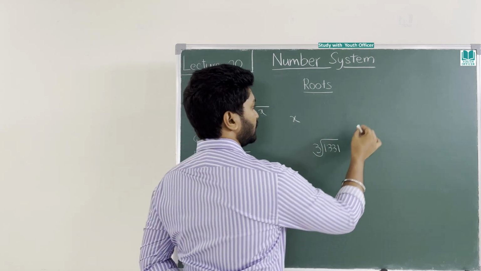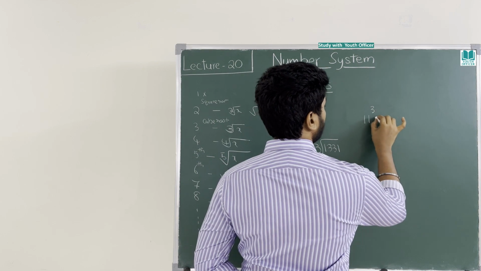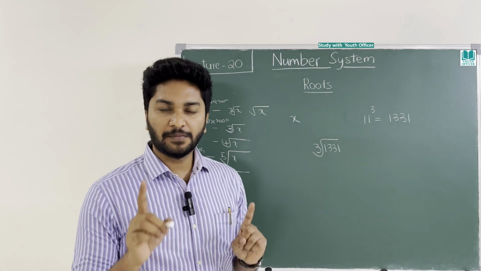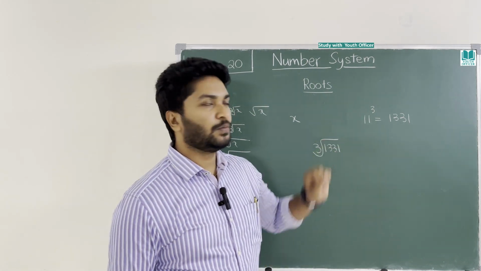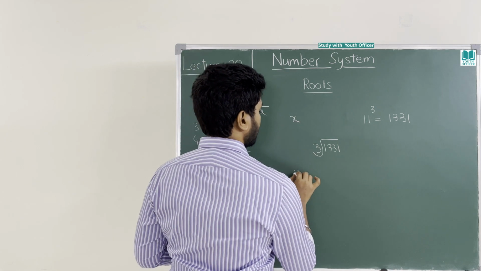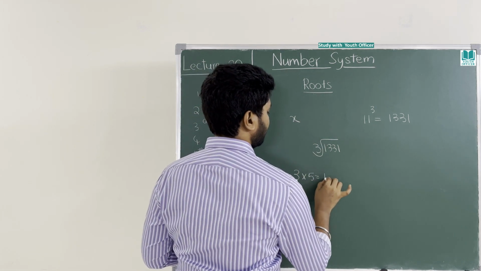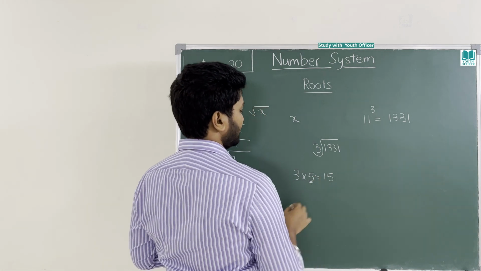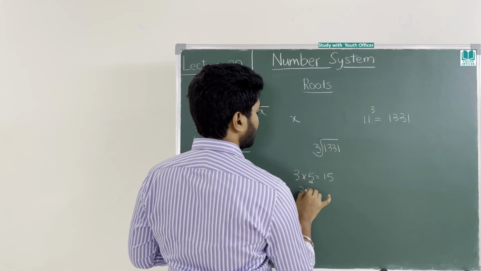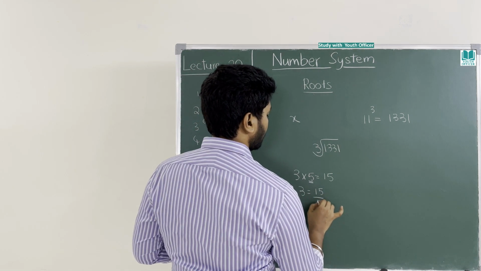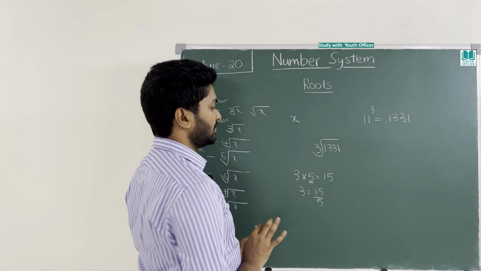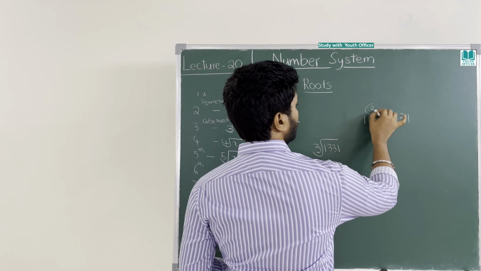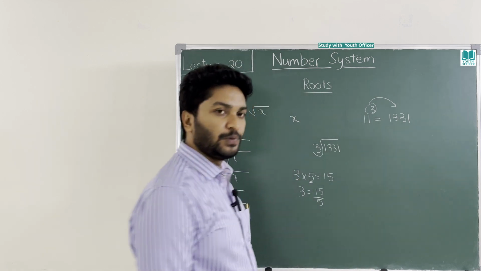First of all, you know it is 11 cube equal to 1331. I hope you remember from the last class. 11 cube. In multiplication, 3 into 5 means it is 15, right? If you take this 5 to the other side, which is multiplying here, it will divide, right? 15 by 5 is 3 only. So the answer is not changed. So far so good. Similarly, if you take cube to the other side, it will become cube root.